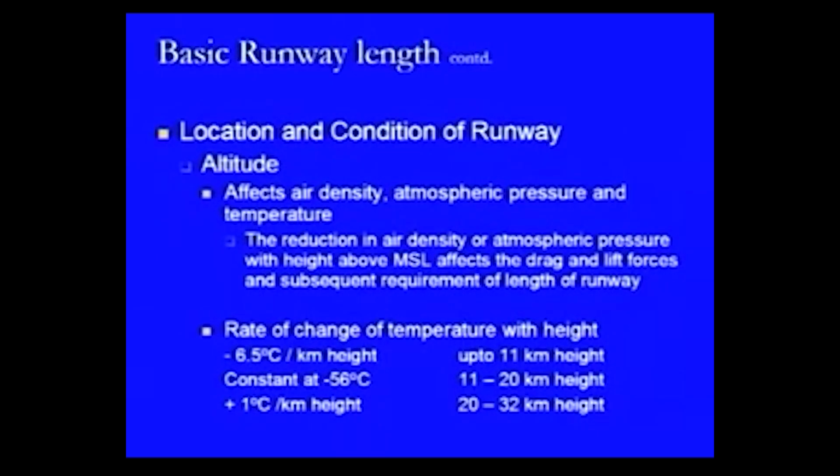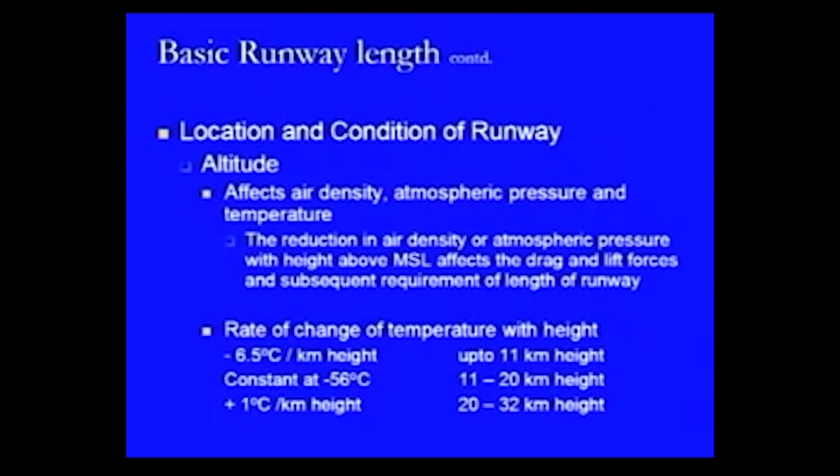So, it is decreasing at this rate, that is why minus is being taken. Then if we are moving from a height of 11 to 20 kilometers above the mean sea level, the temperature remains constant at a value of minus 56 degrees centigrade. 11 kilometers means we can say that we have crossed the height of Everest by around 2.2 kilometers or so.